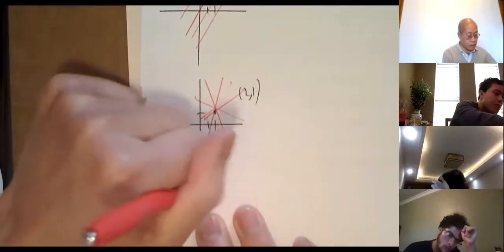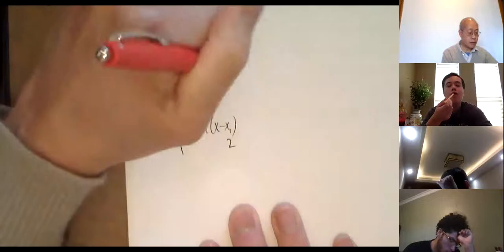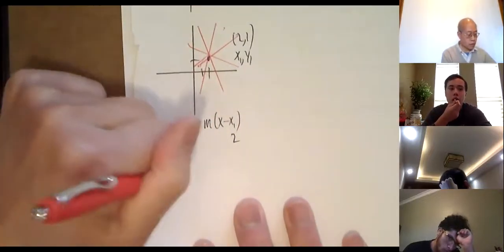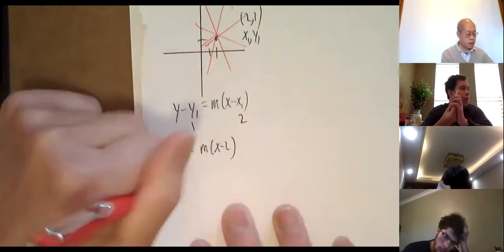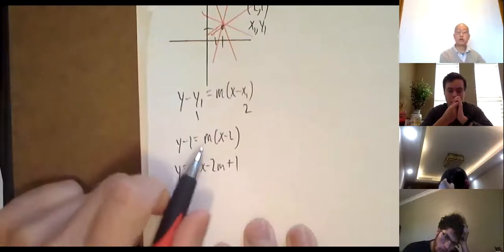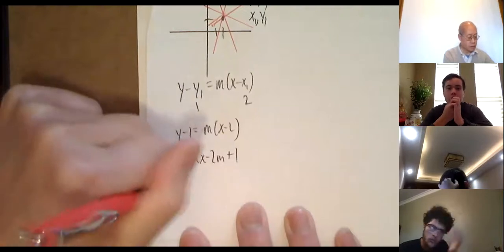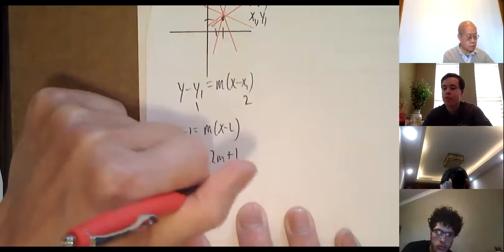Okay, what's the equation? Well, I'll use y minus y1 equals m times x minus x1. And 2 goes here, 1 goes here, right? This is x1, y1. So x1 is 2, y1 is 1. Clean it up a little. Y minus 1 equals m times x minus 2. Add 1. Y equals mx minus 2m plus 1. So distribute mx minus 2m, add 1, so it looks like that. So f of x equals mx minus 2m plus 1.